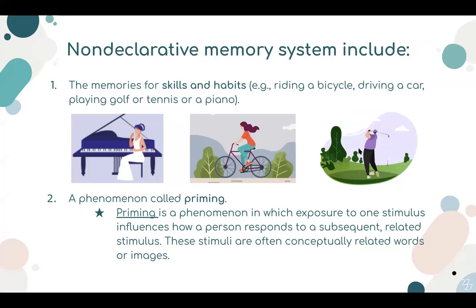We have a phenomenon called priming, in which exposure to one stimulus influences how a person responds to a subsequent related stimulus, often conceptually related words or images. To explain this, basically everything is connected in our brain, and you're able to make links between stimuli.